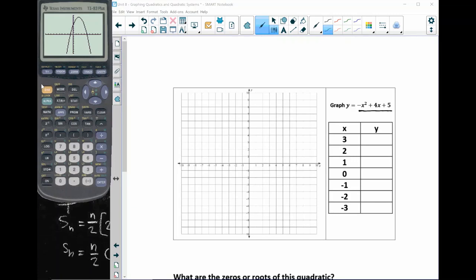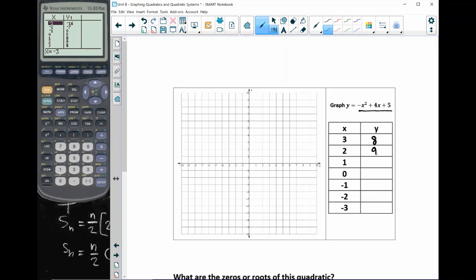Then I'm going to click second and graph again and get a table. Now remember, I want to see from 3 to -3. So let's go up a little bit, and there's 3 to -3. So here, when x is equal to 3, I have an 8. When x is equal to 2, I have a 9.